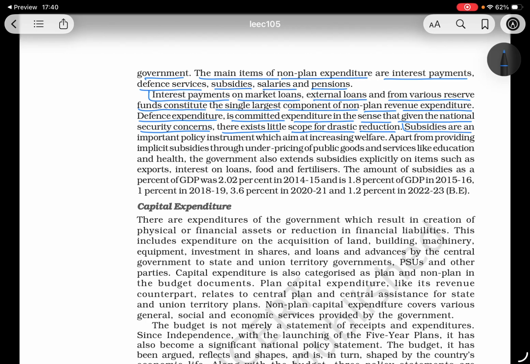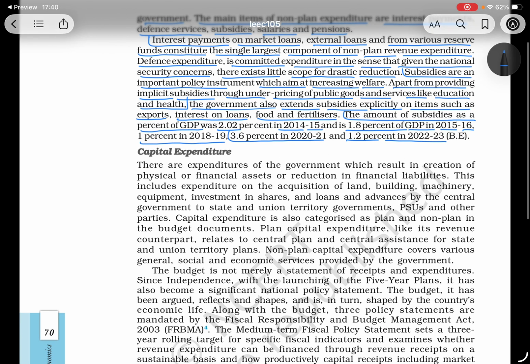Defense expenditure is committed expenditure in the sense that given the national security concern, there exists little scope for drastic reduction. Subsidies are an important policy instrument which aim at increasing welfare, apart from providing implicit subsidies through underpricing of public goods and services like education and health. The government also extends subsidies explicitly on items such as exports, interest on loans, food and fertilizers. The amount of subsidies as a percentage of GDP was 2.02% in 2014-15 and 1.8% of GDP in 2015-16, 1% in 18-19, 3.6% in 2021, and 1.2% in 2022-23.